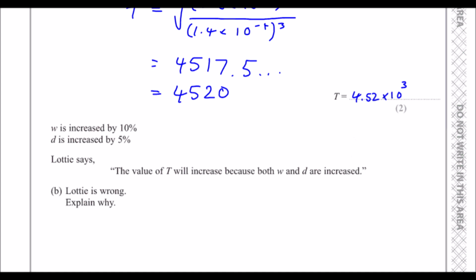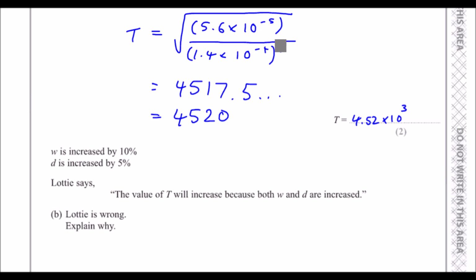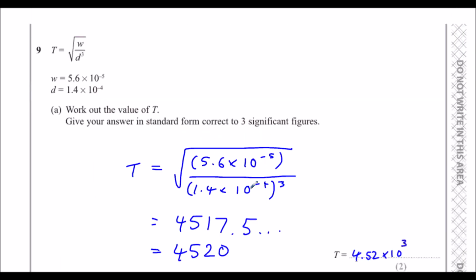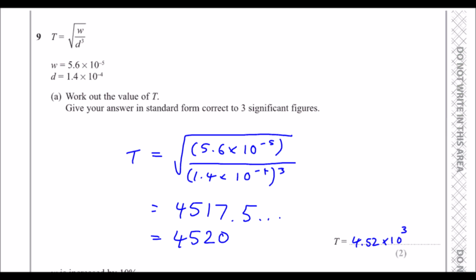W is increased by 10%. D is increased by 5%. Lottie says the value of T will increase because W and D are increased. Lottie is wrong. Explain why. So, well, we're increasing the numerator and the denominator. So we're going to be increasing the top and increasing the bottom. If the increase of the denominator is more than the increase of the numerator, then our number is actually going to get smaller. So D is increased by 5%, but D is actually cubed as well.